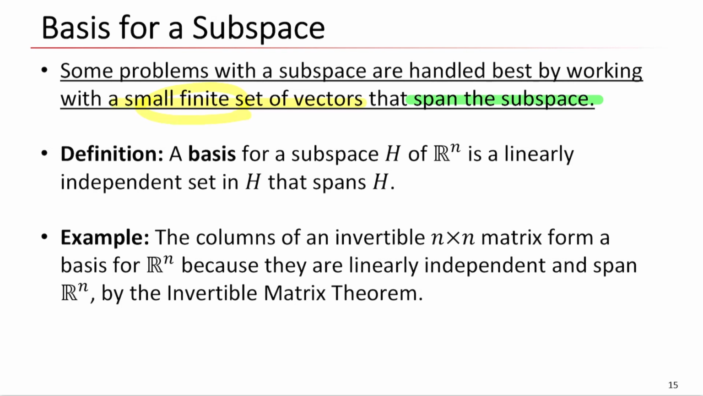From now on, let's discuss what the basis for a subspace is. The basis for the subspace H of R^n is a linearly independent set in H that spans H. What does it mean? By using only the basis, we can generate the space H, because the basis is a linearly independent set. So we can span every space H by using linearly independent vectors, right? This is the definition of the basis.